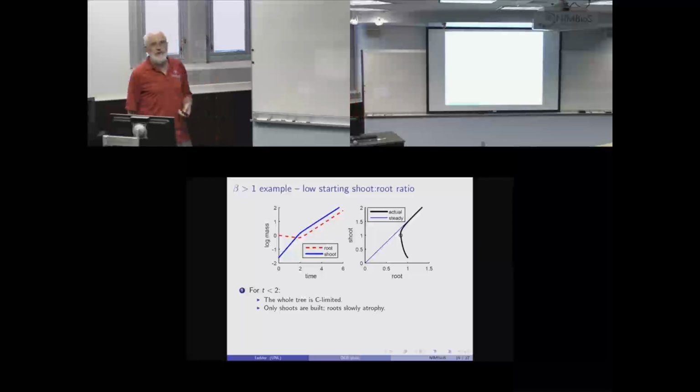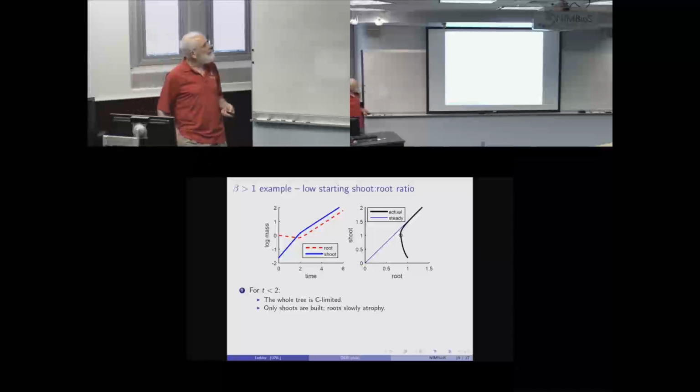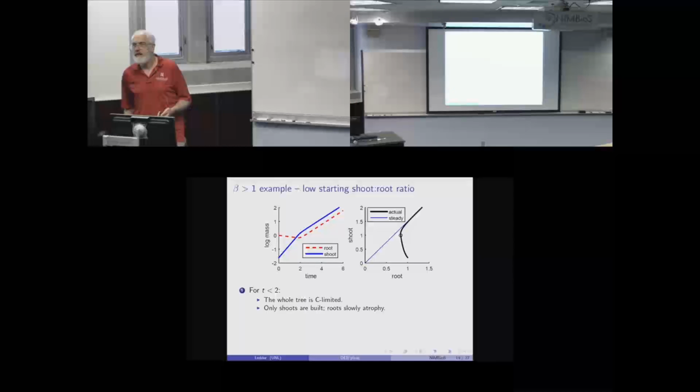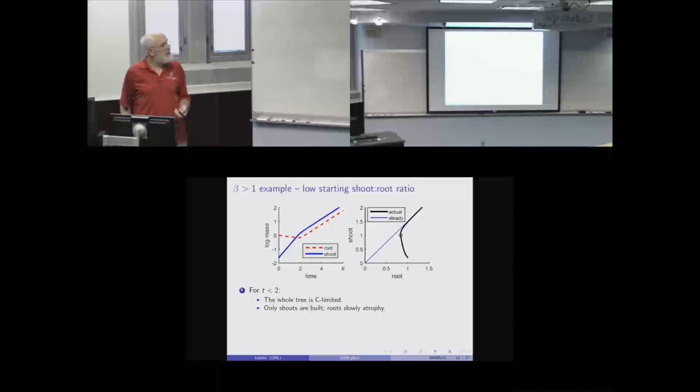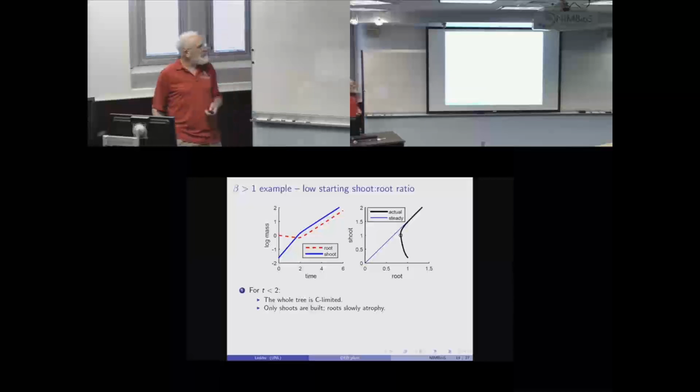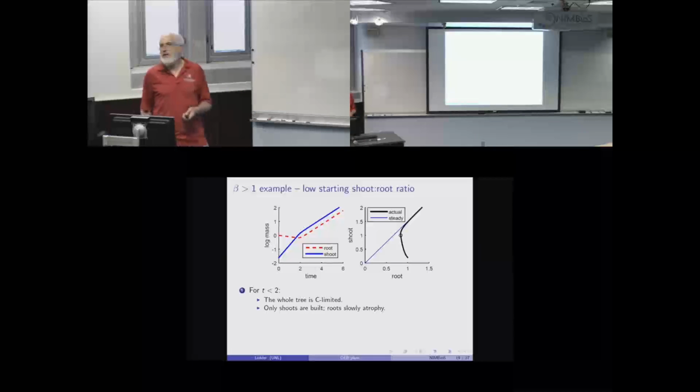So here's an example over time of what would happen in this case. Let's say you start with a low shoot-root ratio. So it's the springtime now in the temperate zone, and so at time 0 there's not much in the way of shoots, meaning leaves. And so the whole tree is C-limited for a while. That means only shoots will be built.